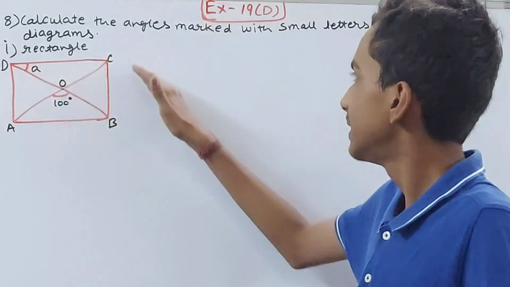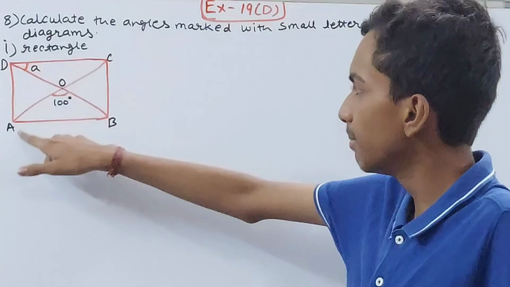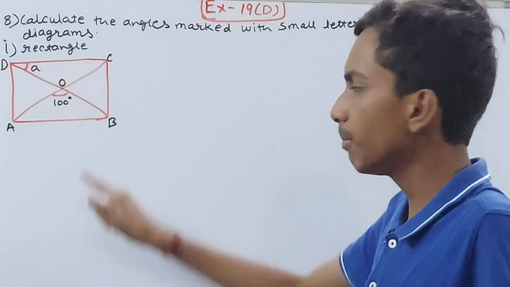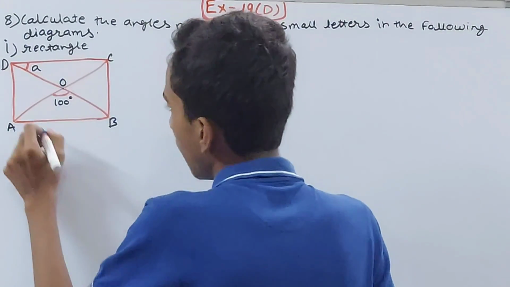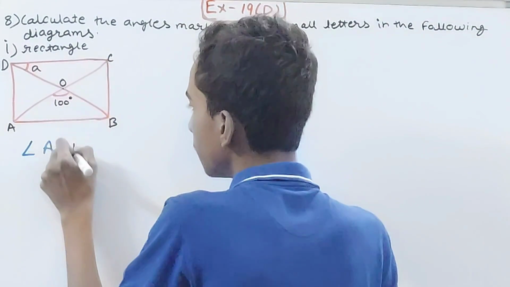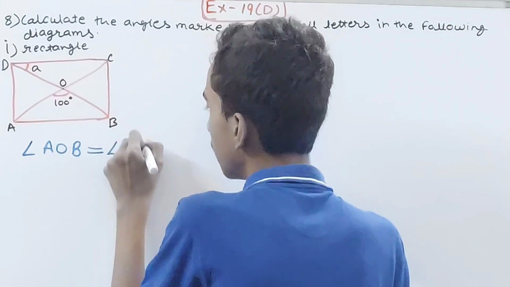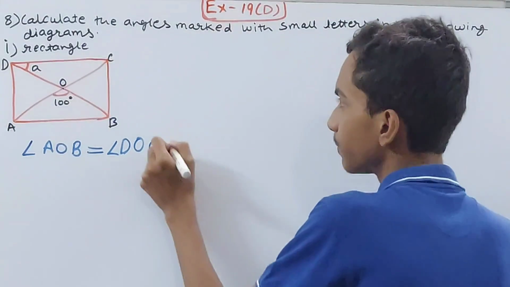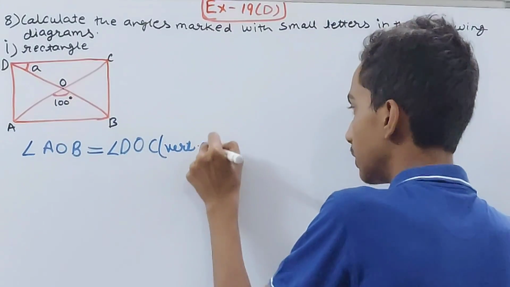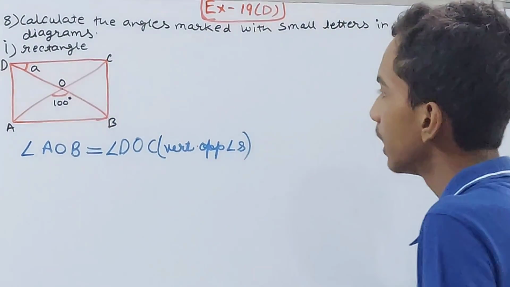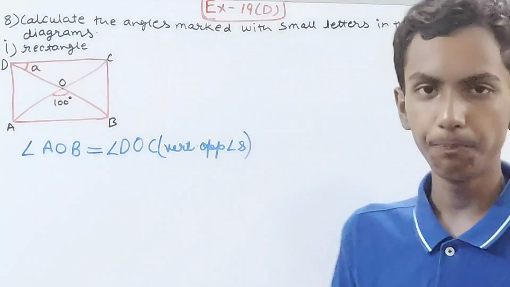First of all, ABCD, this quadrilateral, is a rectangle, that is given. And what else is given? The measure of angle AOB is 100 degrees. Let's see. Angle AOB will be equal to angle DOC. Why? Because they are vertically opposite angles. So angle AOB equals angle DOC.